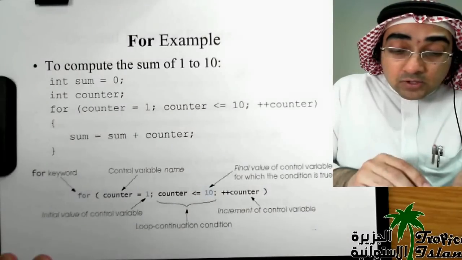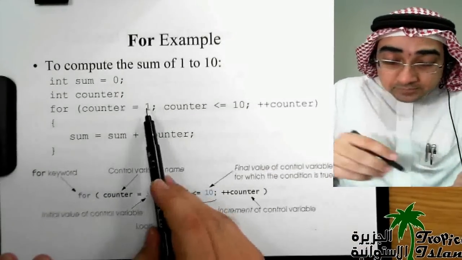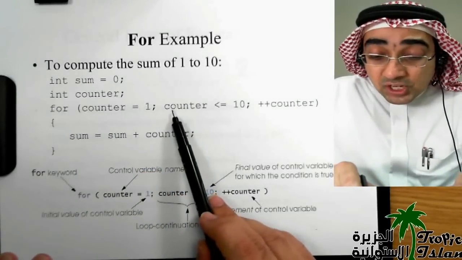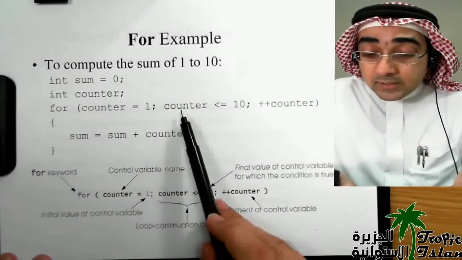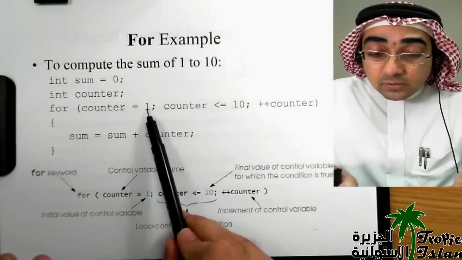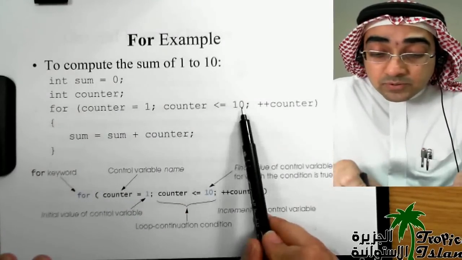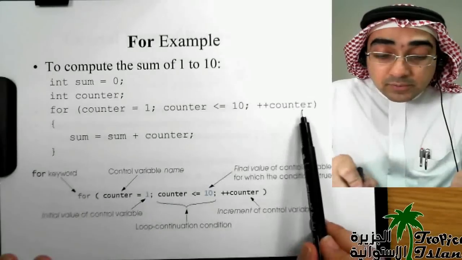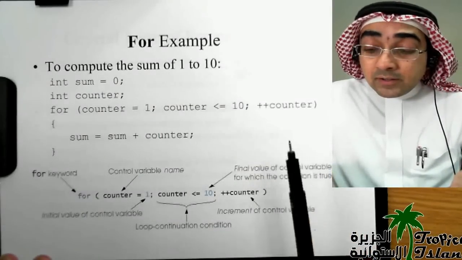So the value of 1 is going to go inside counter. Then it's going to check the condition, counter less than or equal to 10. Is counter less than or equal to 10? 1 is counter, so is it less than or equal to 10? Yes, it is. So I'm going to go inside my loop, conduct my loop, and then I'm going to come back around here and do the increment.